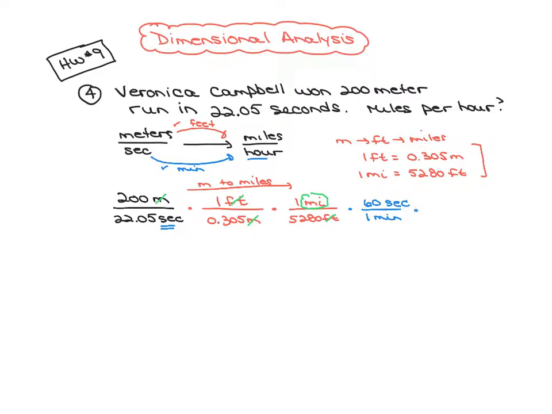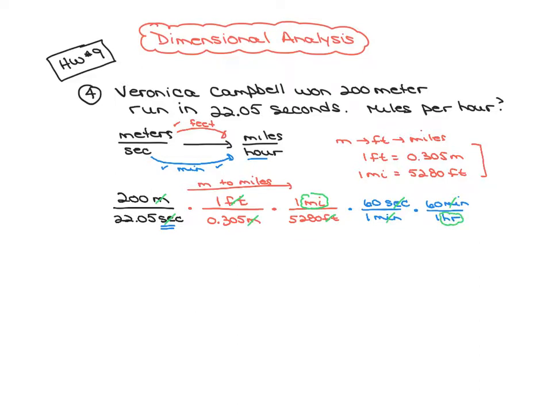Let's go minutes to hours. I want my minutes in the numerator, 60 minutes, so the units divide out, and 1 hour in the denominator. So I've done minutes to hours. Let's see how those units work. My seconds are going to divide out, 1 in the numerator and 1 in the denominator. My minutes divide out, and I'm left with what I want, hours.